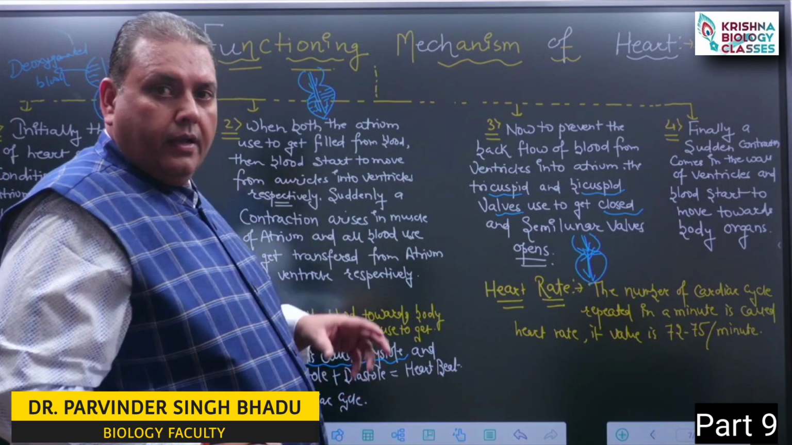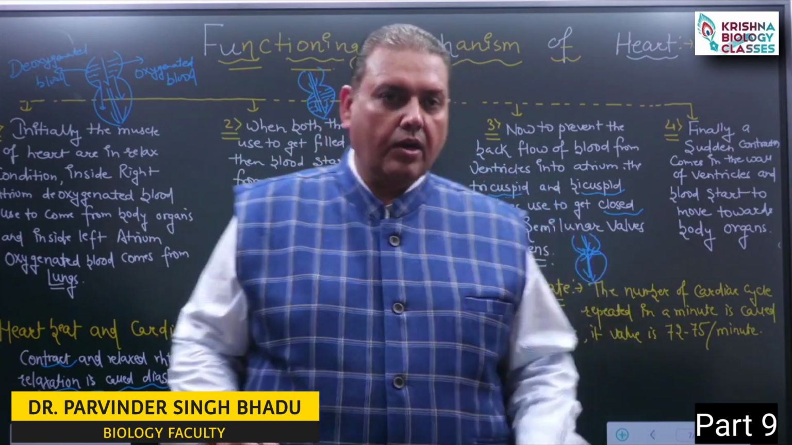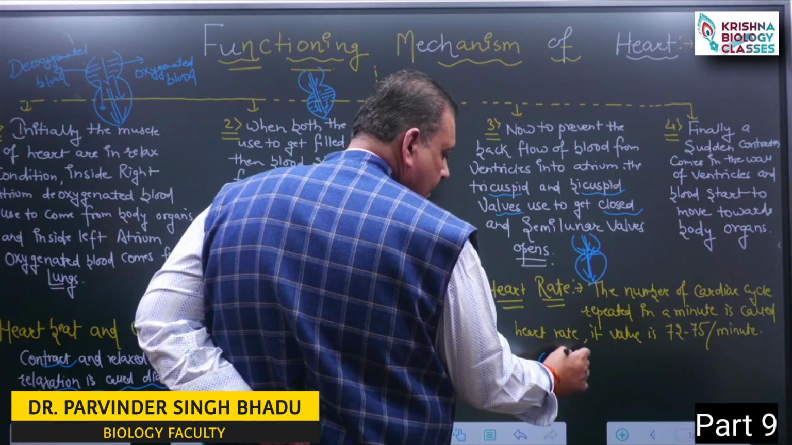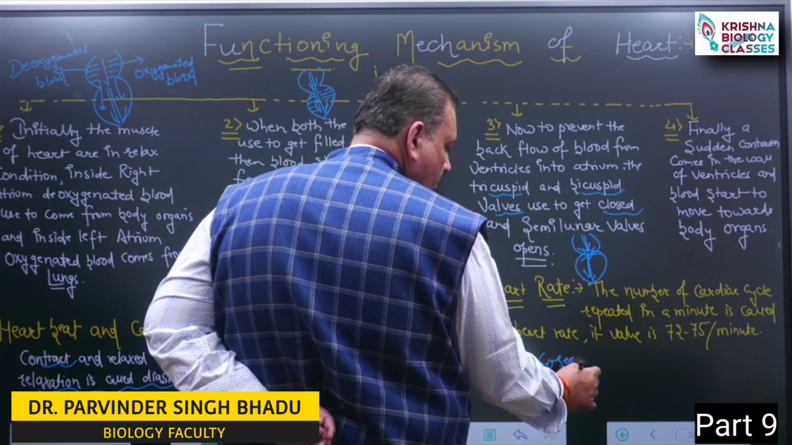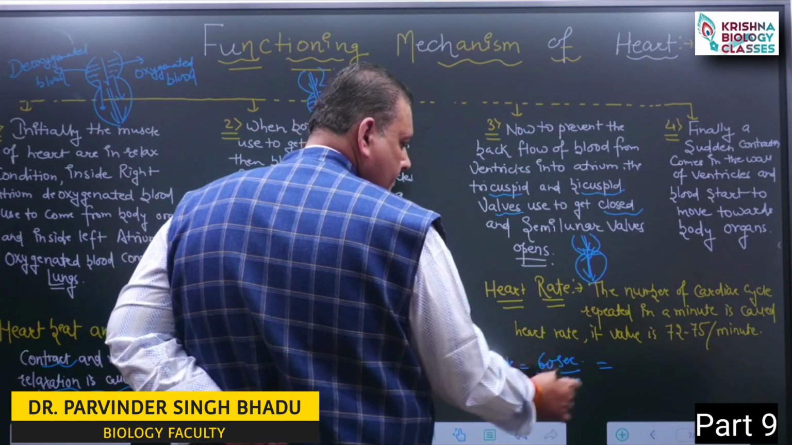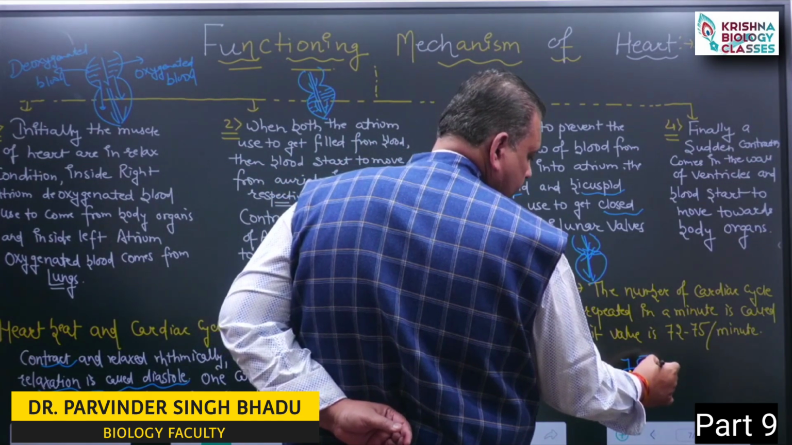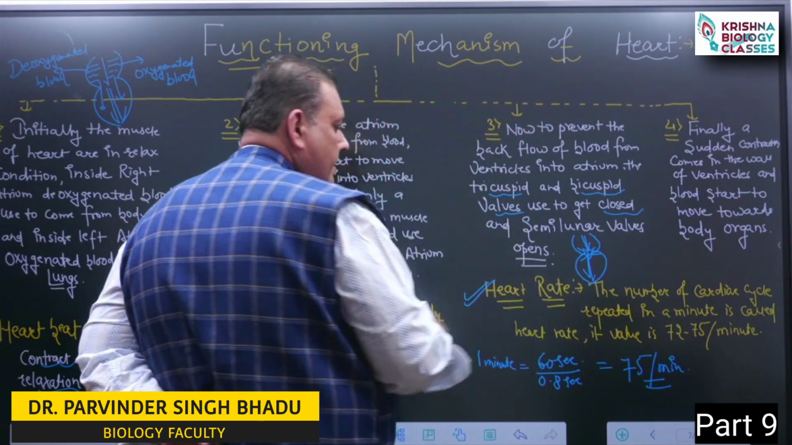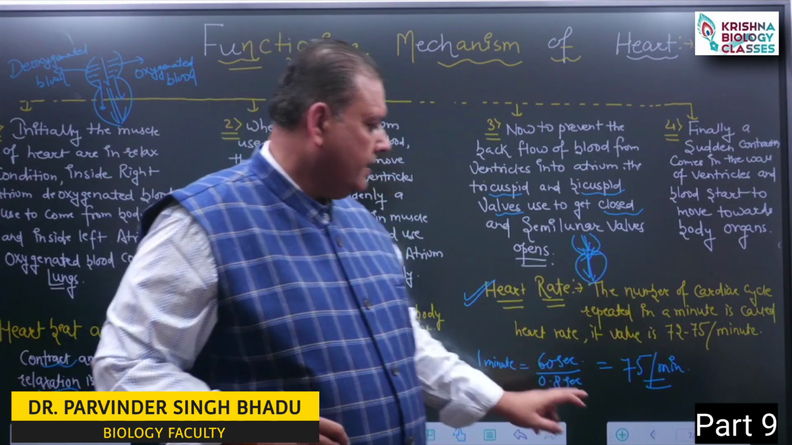Now in every minute, since one cycle used to get completed in 0.8 second only, and in a minute 60 seconds are present, so in a minute 75 cycles are repeated, which is named as our heart rate. So the number of cardiac cycles repeated in a minute is called heart rate.